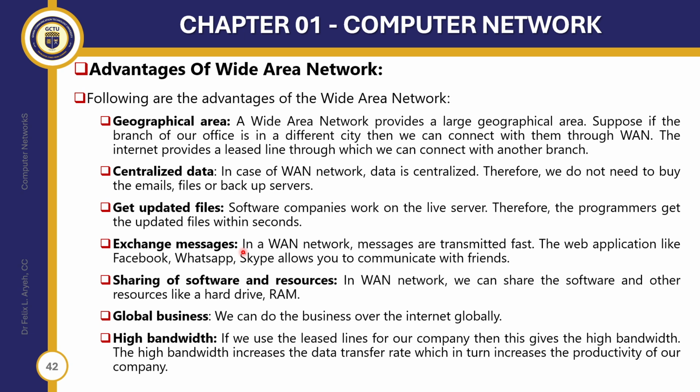Exchange messages: messages are transmitted faster. The web applications like Facebook, WhatsApp, and so on allow you to communicate with friends at a faster rate. We're able to exchange data and all of that. Sharing of software and resources. We can share software and other resources like the hard drive and so on.